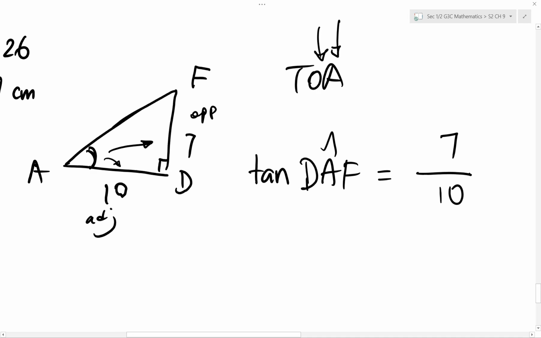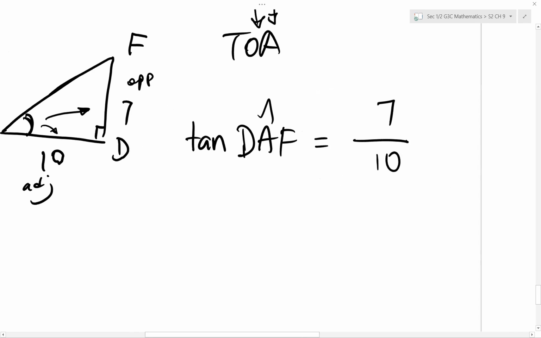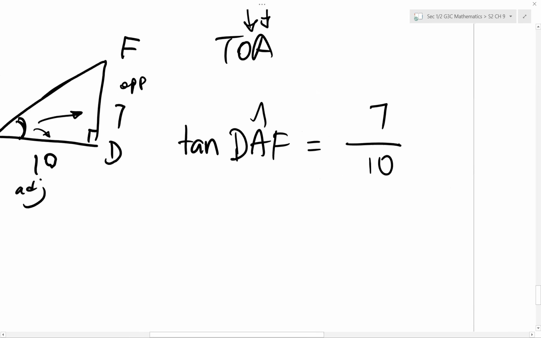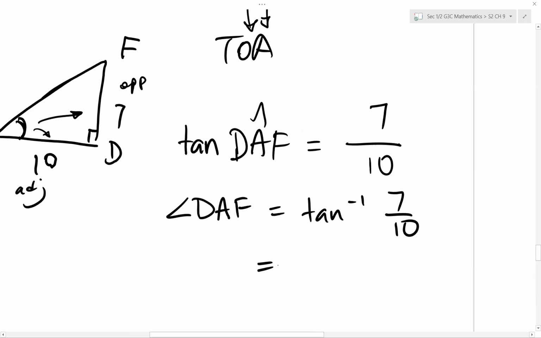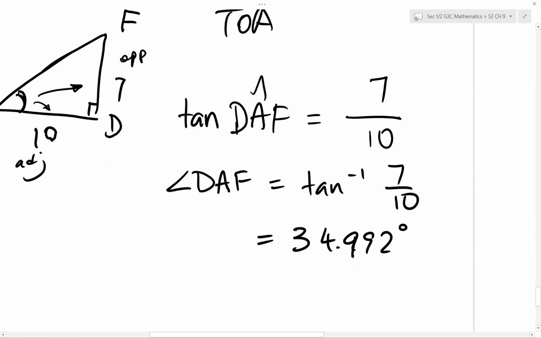Next is to get rid of tangent. We do so by taking tangent inverse, leaving us with DAF equals tangent inverse of 7 over 10. Using our calculator, we find that this is 34.992 degrees. Because we are dealing with degrees, it has to be left in one decimal place. So 35.0 degrees, 1 dp.